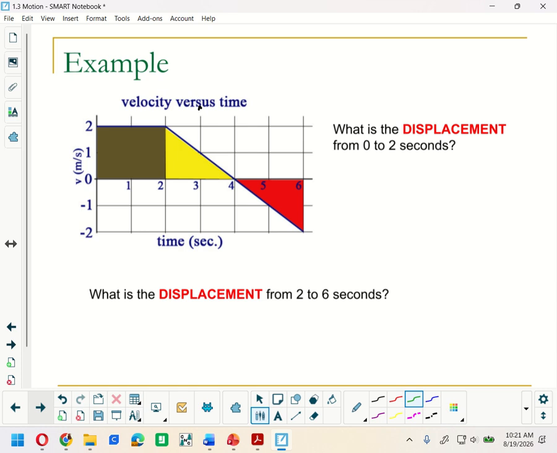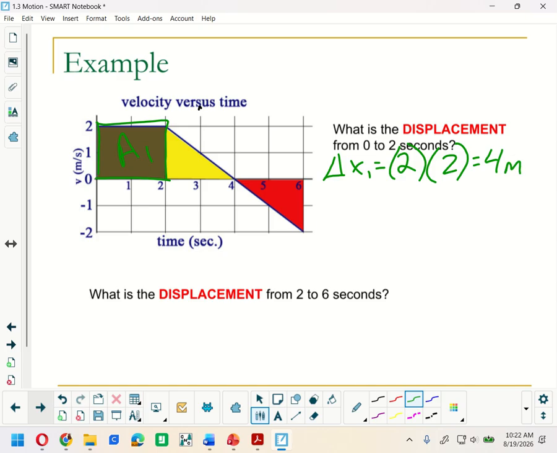All right, so we identify the shapes and start there. All right, Sancho, what shape do we have in the first one, 0 to 2? Square. Square, very good. So I'm going to call this one area 1. So my change in x is equal to my base times my height. So my displacement is 4 meters. Very good. 4 meters. Good job.